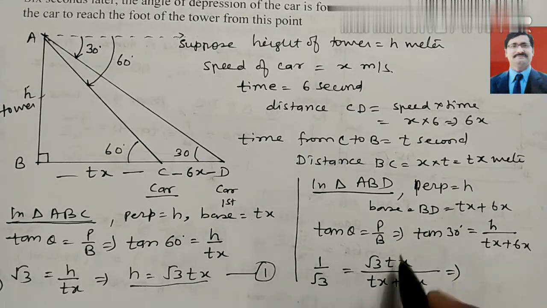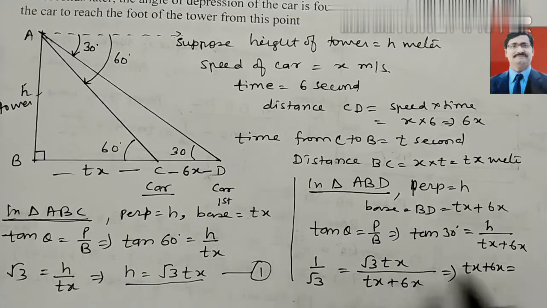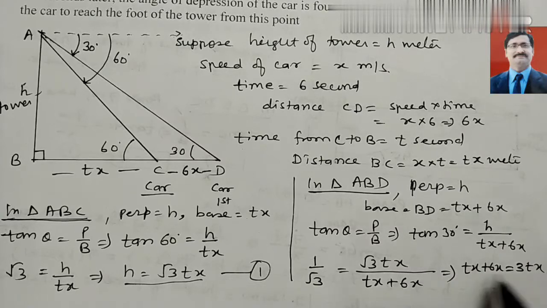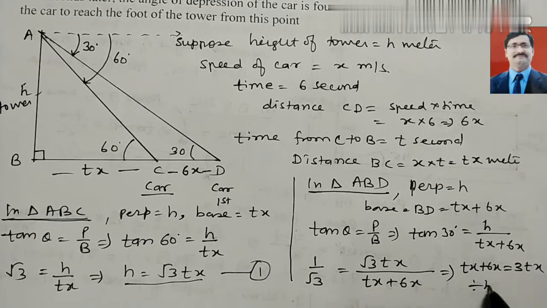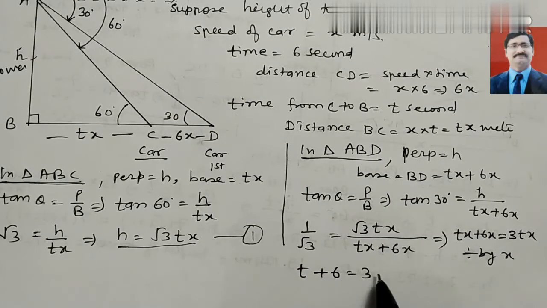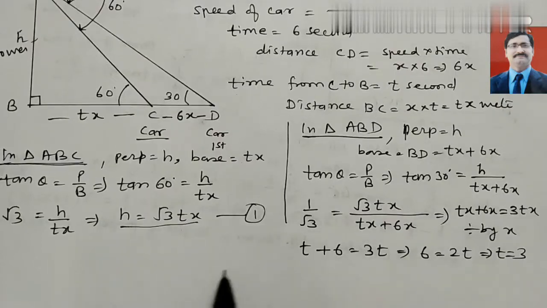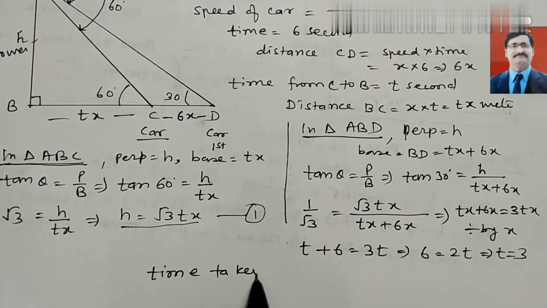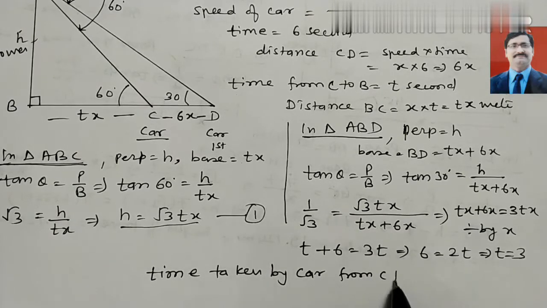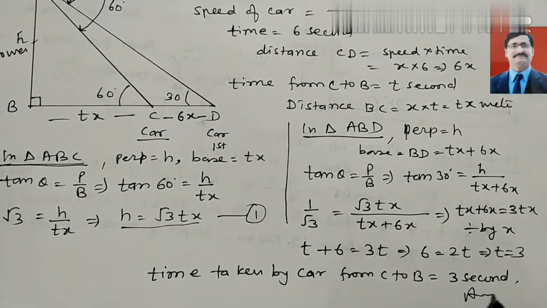Now we do cross product. Look here, we get tx plus 6x equals root 3 into root 3, which is 3, so 3tx. We can divide all this by x. So we get t plus 6 equals 3t. Transferring t, we get 6 equals 2t. So this implies t equals 3. This means the time taken by the car from C to B equals 3 seconds. All of you understand, this is a very simple solution.